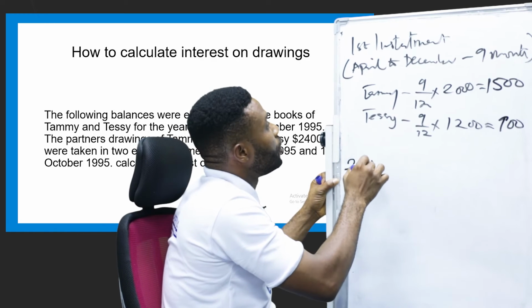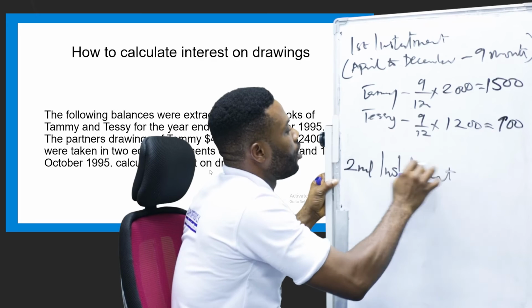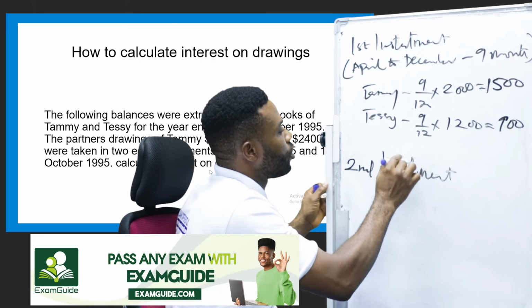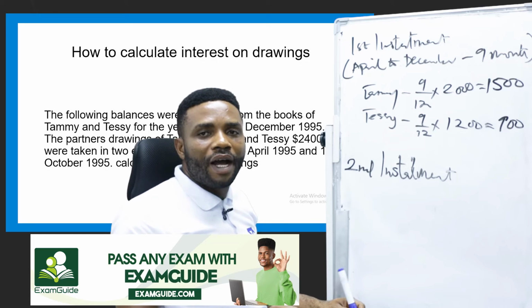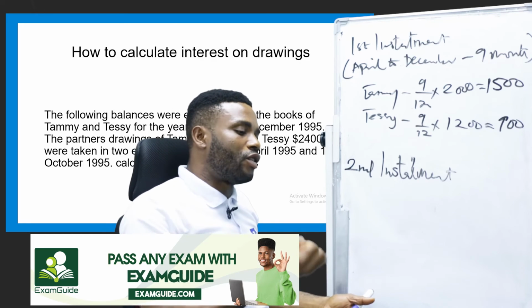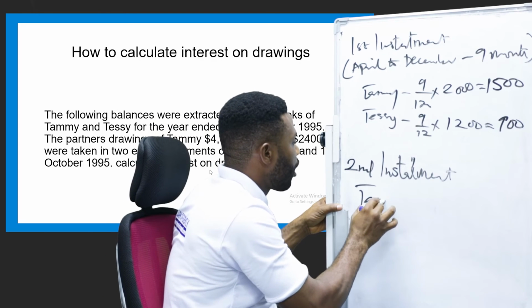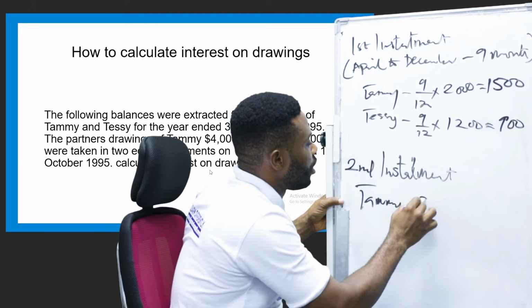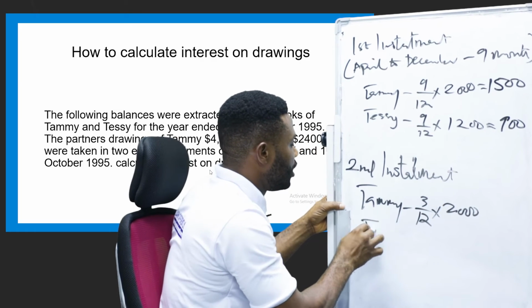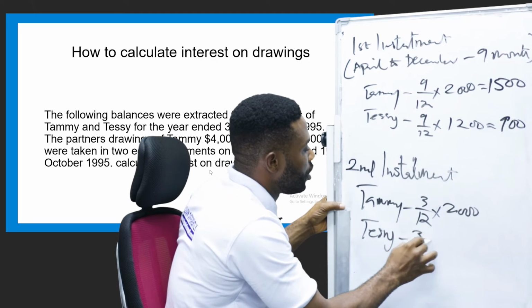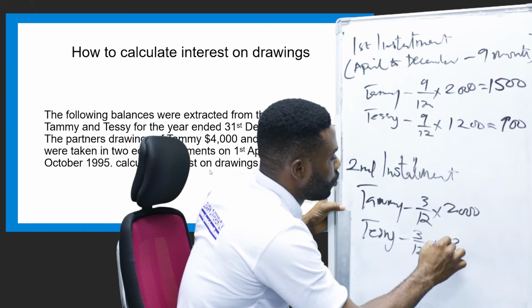For the second installment, it is from 1st October. That is October, November, December. That's 3 months. Tammy is 3/12 times 2,000. And then for Tessie, you have 3/12 times 1,200.